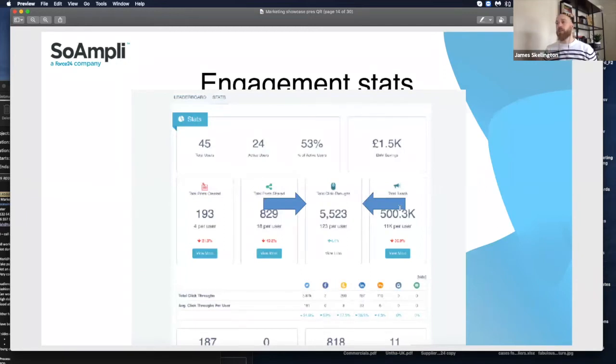One of the key stats here, if you can see this, we're talking primarily about LinkedIn, because for us, that's our core channel. We're a B2B business. What you can see here is 5,523 click-throughs during this period. What we tend to see through LinkedIn, comparing the brand versus employee advocacy, is that employee advocacy is anywhere between 6 and 10 times more effective in delivering click-through to site.